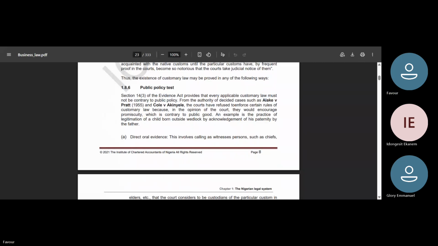So it's basically saying that, okay, this rule, is it contrary to the public policy? Is it contrary to public good? Like, looking at it from the court's perspective, is this good from a public point of view? So, an example is the observation of a child born, by acknowledgement of paternity by the father.